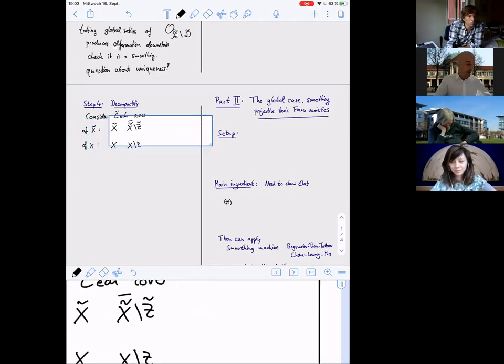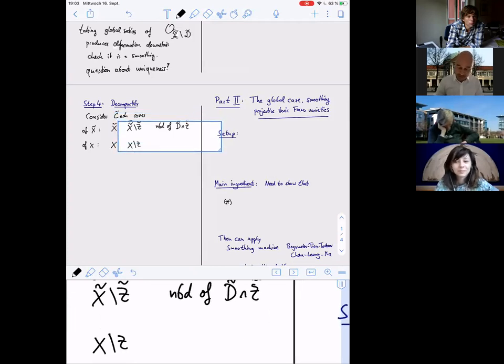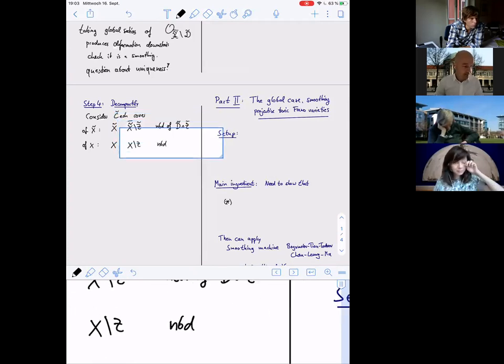And then to finally cover everything, you still also need a neighborhood of the boundary divisor intersected with the bad locus, the exceptional locus. And downstairs, it's just a neighborhood of the log singular locus.